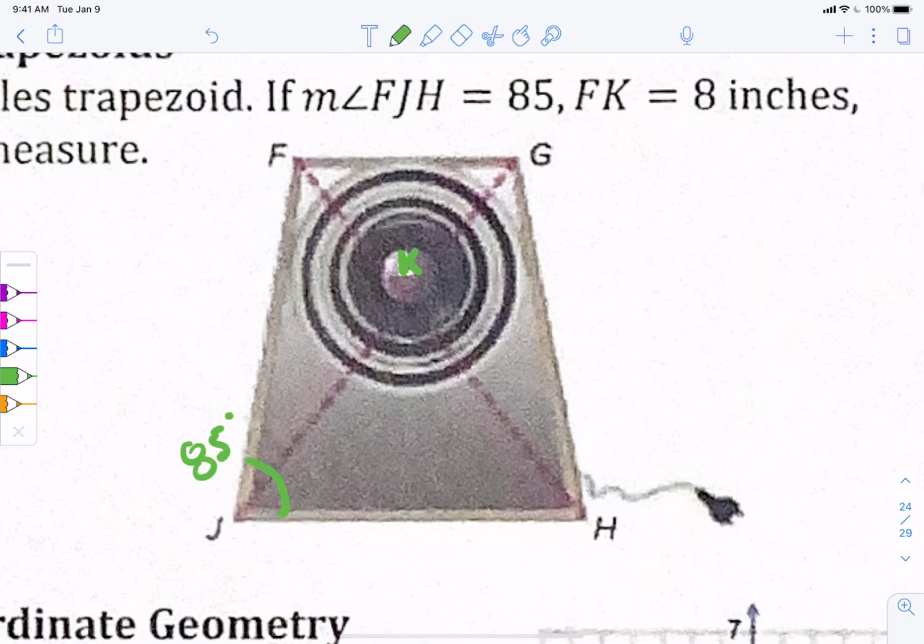What else do we know before moving on? H is 85 also, right? Okay, 85, 85 degrees. FK, this little piece right here, is 8 inches. What else do we know? GK is also 8, from here to here. Okay, so 8 and 8.